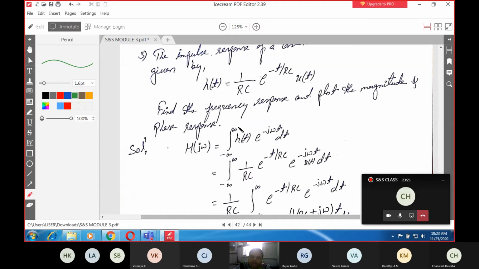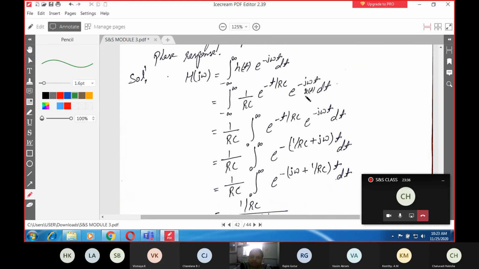Then substitute for h of t the given equation, that is 1 by RC e power minus t divided by RC into e raised to minus j omega t u of t dt. Based on the u of t function, the limit is going to change from 0 to infinity, and 1 by RC is constant, so that is taken outside. The remaining part is the integration from 0 to infinity of e power minus t divided by RC e power minus j omega t dt.